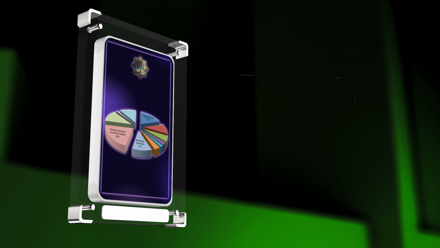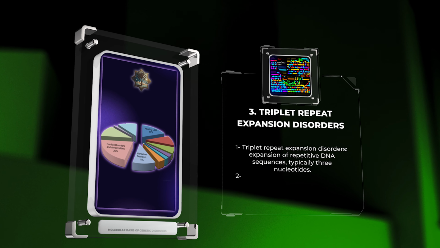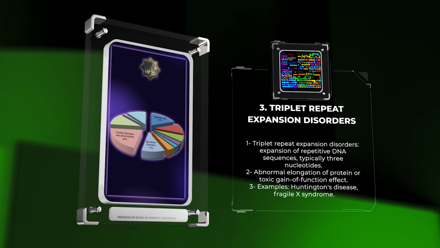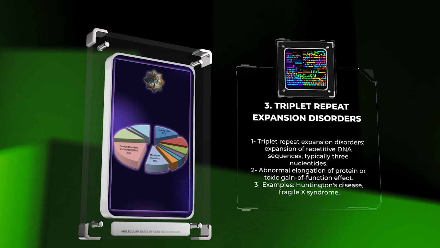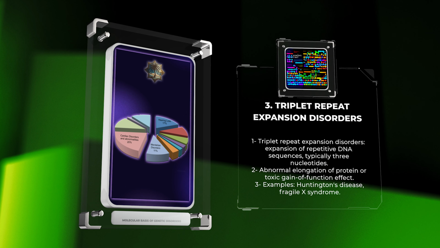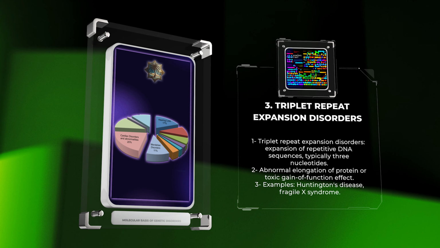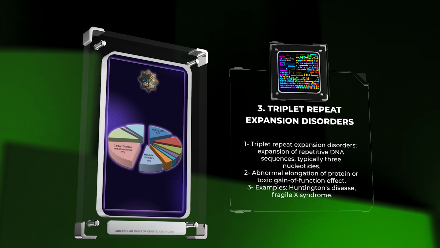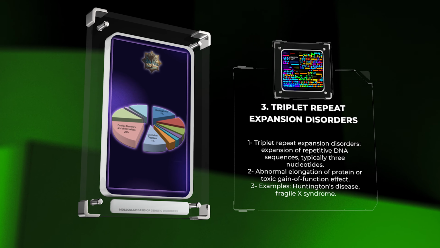Triplet repeat expansion disorders are caused by the expansion of repetitive DNA sequences, typically containing 3 nucleotides. This expansion phenomenon is observed in certain regions of the genome and can result in the abnormal elongation of a protein or a toxic gain-of-function effect. Examples of diseases associated with triplet repeat expansions include Huntington's disease and Fragile X syndrome.